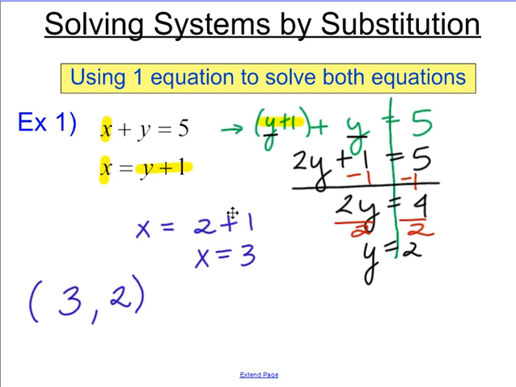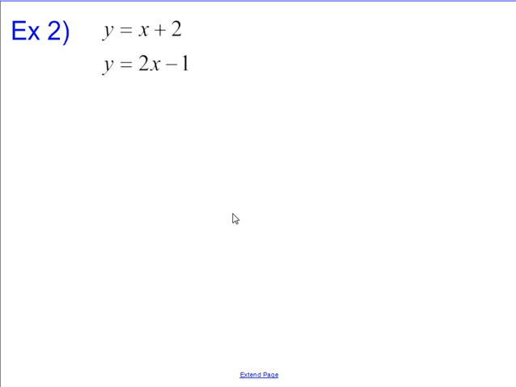Okay, let's try it a couple more times. Here we have y equals x plus 2 and y equals 2x minus 1. So what it's saying is that I have y equals one thing and y equals another. Well, if y equals both of these things, then both of these things are equal to each other. So what we're going to do is rewrite an equation that shows that x plus 2 equals 2x minus 1.